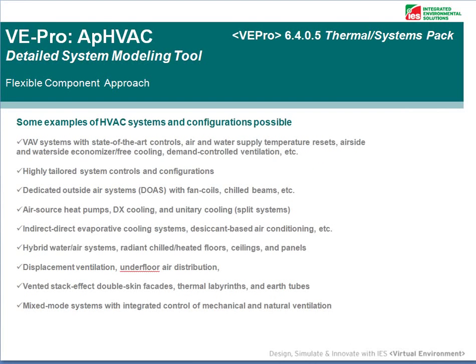Some examples of HVAC systems and configurations possible are VAV systems with state-of-the-art controls, highly tailored systems, controls and configurations, dedicated outside air systems with fan coils, chill beams, etc., air source heat pumps, indirect direct evaporative cooling systems, hybrid hydronic air systems, displacement ventilation, vented stack effect double skin facades, thermal labyrinths, and earth tubes, mixed mode systems with integrated control of mechanical and natural ventilation.